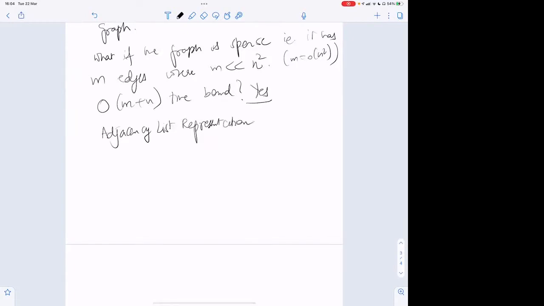The answer to this question is yes, and the search version of this question is answered via the adjacency list representation. So what is the adjacency list representation?